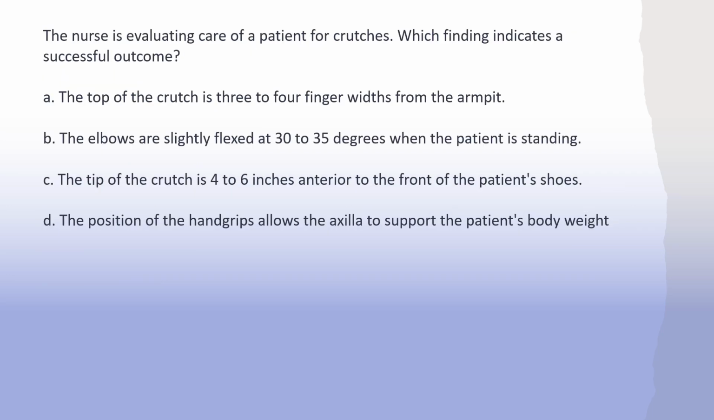The nurse is evaluating care of a patient for crutches. Which finding indicates a successful outcome? A. The top of the crutch is 3 to 4 finger widths from the armpit. B. The elbows are slightly flexed at 30 to 35 degrees when the patient is standing. C. The tip of the crutch is 4 to 6 inches anterior to the front of the patient's shoes. D. The position of the hand grips allows the axilla to support the patient's body weight.